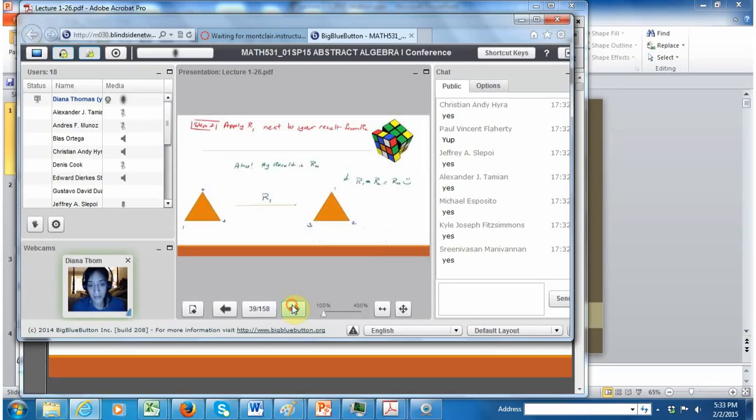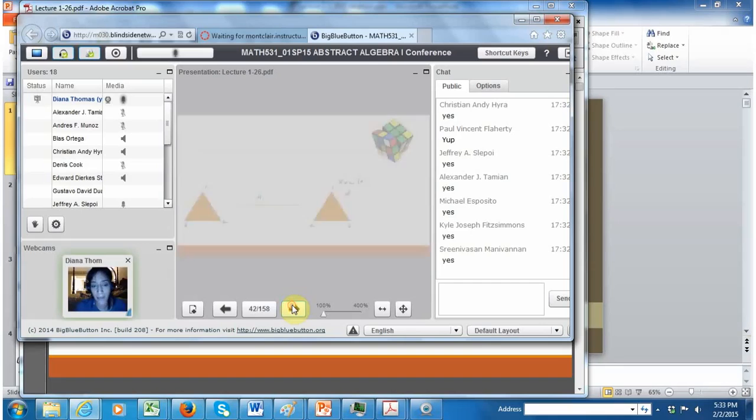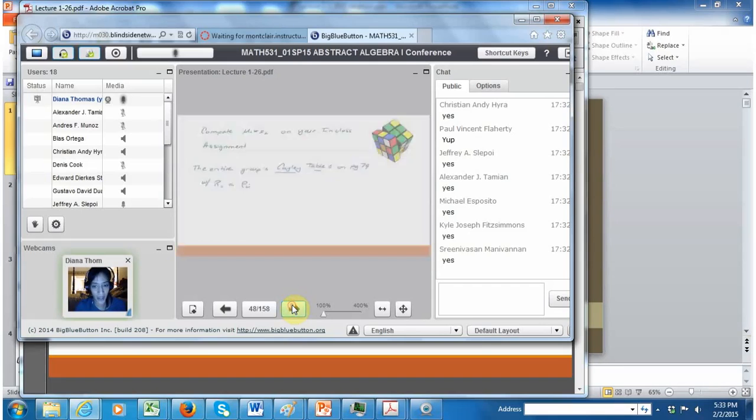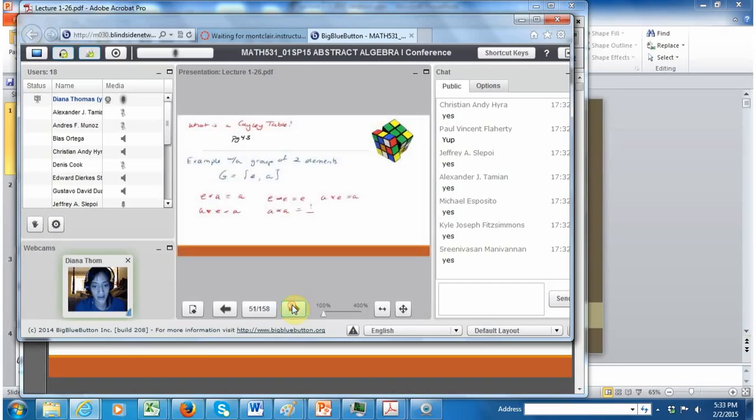And some of you sent me your homework. I'm perfectly happy to look at it. I'm not collecting it for grade, but I'm perfectly okay with looking at it beforehand to see how you did.